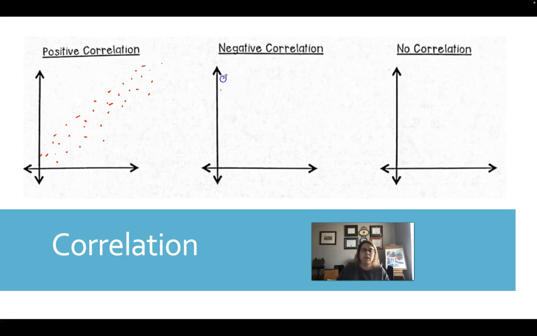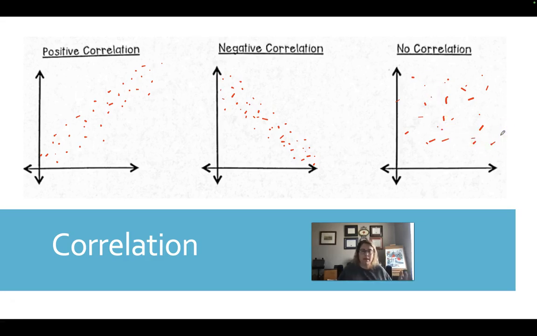We could do the same thing with negative correlation. It has this downward approach where we see the points going down. No correlation means that you just don't see a pattern. And with no correlation, we see that it's all over the place.